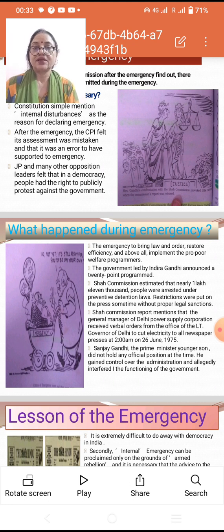The Shah Commission was set up when the Janata Party came in 1977. It inquired and found that the General Manager of Delhi Power Supply received a verbal order from the Lieutenant Governor of Delhi to cut the electricity to all the newspapers at 2 a.m. on 26 June 1975. That was against the law. Any orders should be given in writing, not verbally. Sanjay Gandhi, the Prime Minister's younger son, did not hold any official position, but he was taking many decisions in the government that were against the constitution.